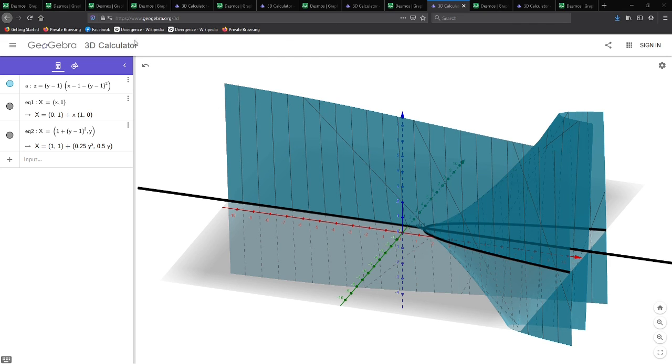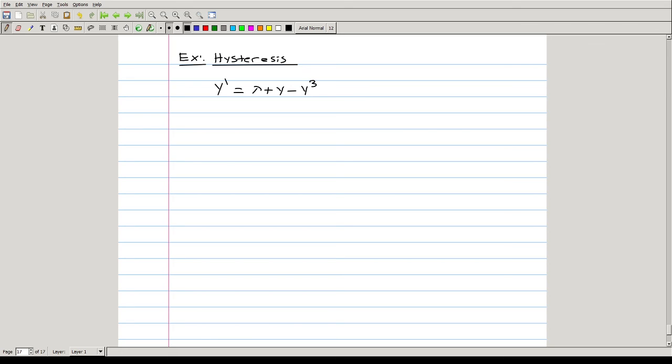And to show what hysteresis means, we'll look at the example y prime is equal to lambda plus y minus y cubed. Oh, and let me turn on the notes right here. So hysteresis is a very common phenomenon that we see in many different applications, but it's quite a complicated phenomenon. We'll use this example to illustrate exactly what we mean by hysteresis.